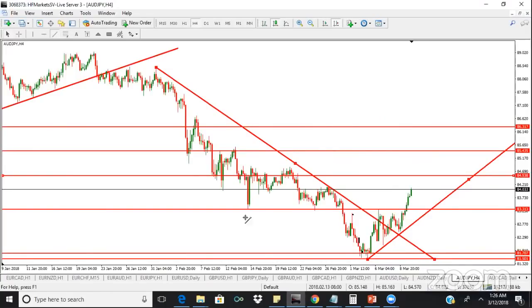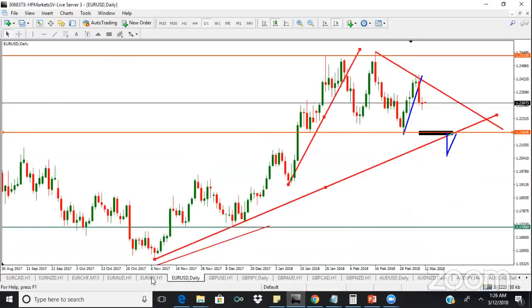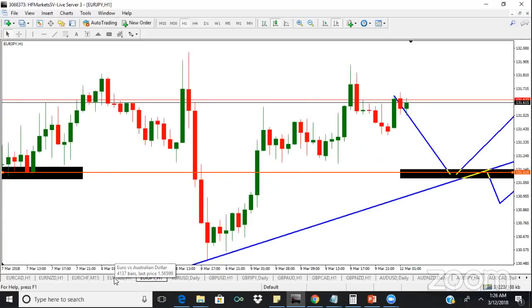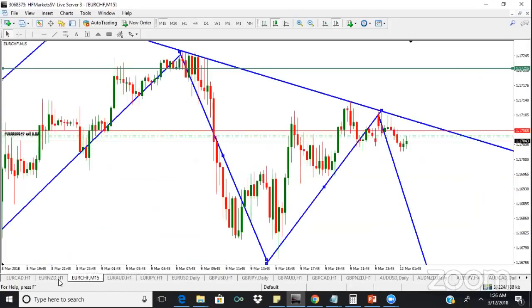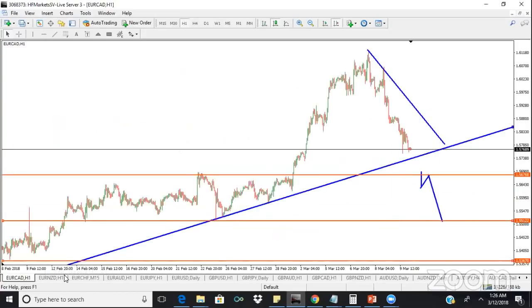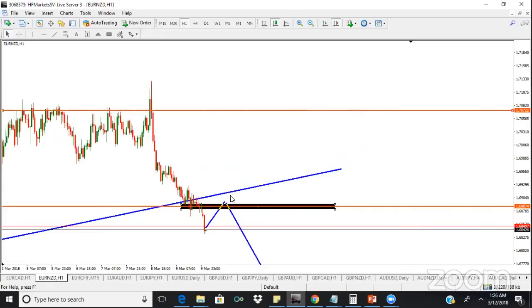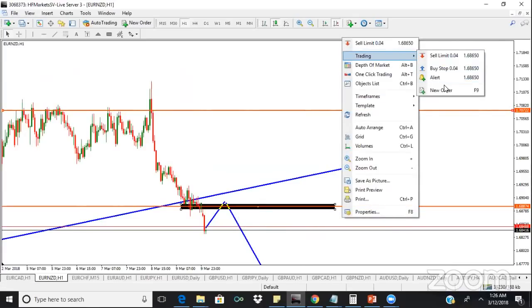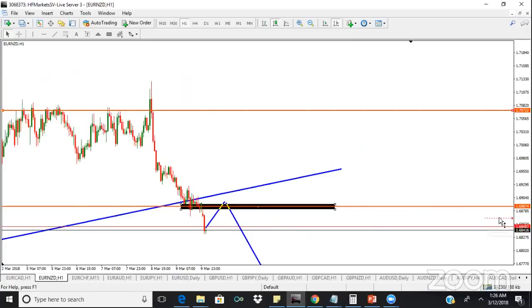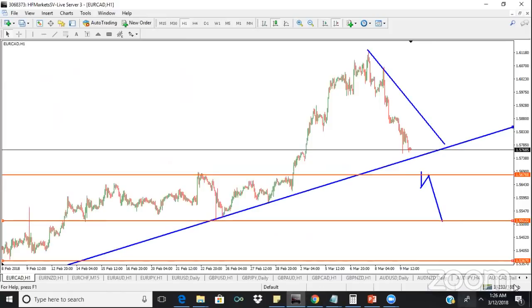However, I would rather wait for a pullback before I put in my money. No pullback, no trading. Okay? Euro NZD, I wait for a pullback. I wait for a pullback to 1.68. All of these trades, you have to wait for a pullback.